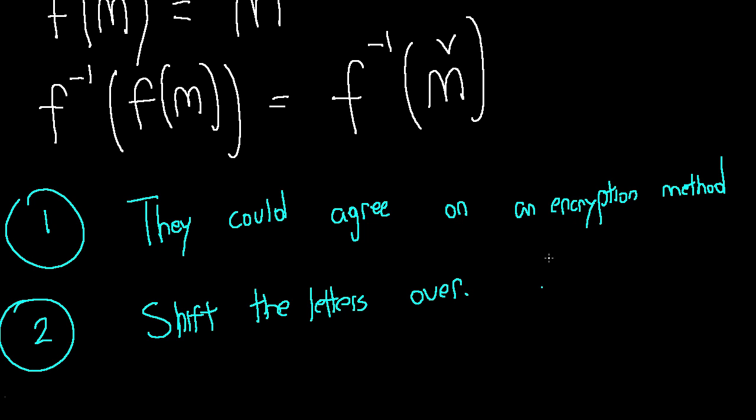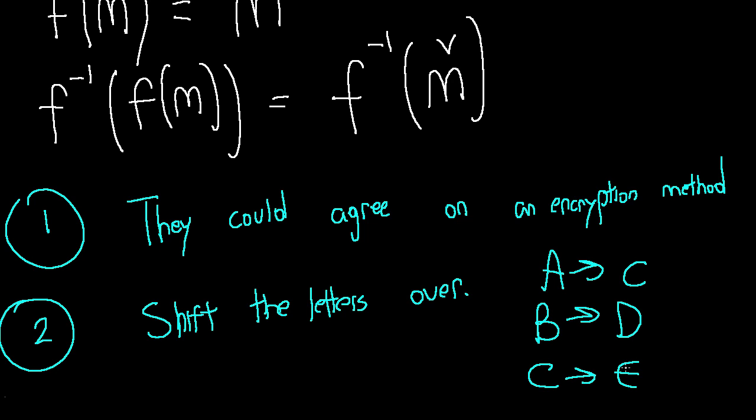Shift the letters over. What if A became C and B became D, and let's go with C became E, and so on? Well, this would also be busted because there's a natural letter pattern in the English language. The letter E occurs a lot. And Eve would be able to look at this and see which replaced letters occur often, and then she'd be able to figure out that those are likely E.